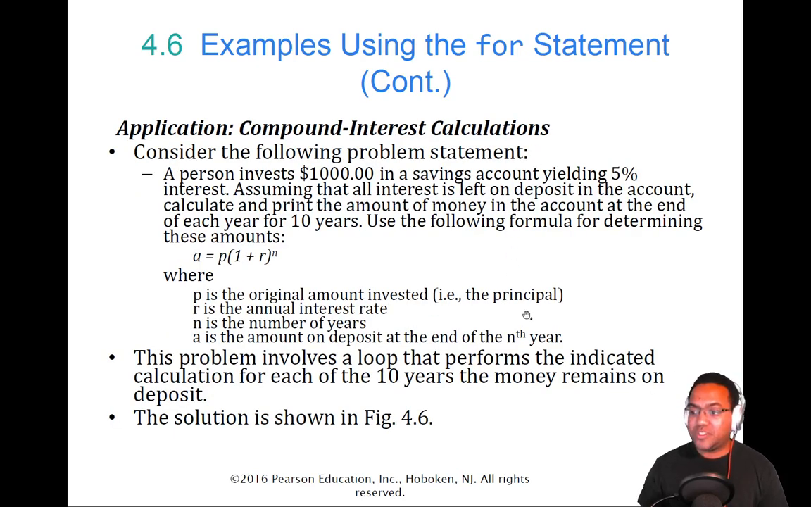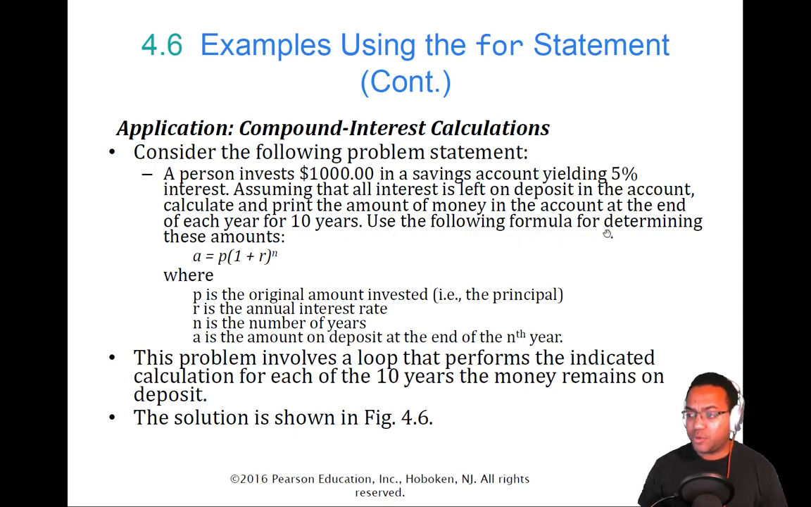So consider the following statement. A person invests $1,000 in a savings account yielding 5% in interest. Assuming that all interest is left on deposit in the account, calculate and print the amount of money in the account at the end of each year for 10 years. So they wanted to see the amortization.